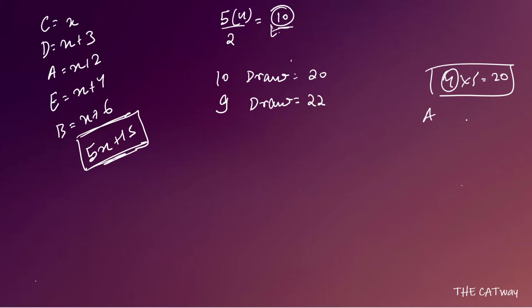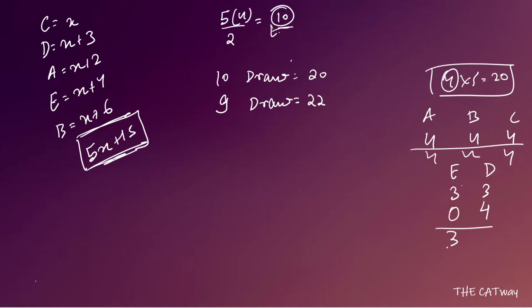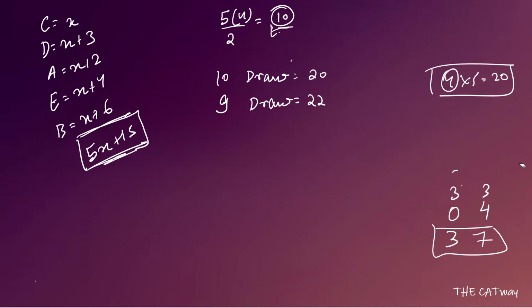For the first 3 teams A, B, C, they played all the matches as draws. So they will have 4, 4 and 4 points. Between E and D, they played 3 matches as draws, but in the last match, E lost, let's say. So E lost and D won 4 points. E and D got 3 and 7 points. So 4, 4, 4 is 12, and 12 and 10 is 22. So this is how with 9 draws, we get 22 points.